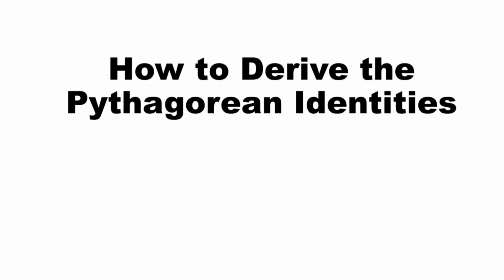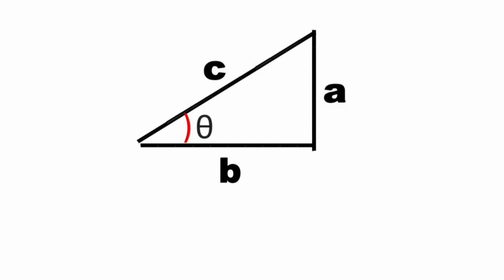How to derive the Pythagorean identities. Pythagoras is well known for the right triangle in which A is the side opposite to angle theta, B is the side adjacent to angle theta, and C is the longest side, or the hypotenuse.